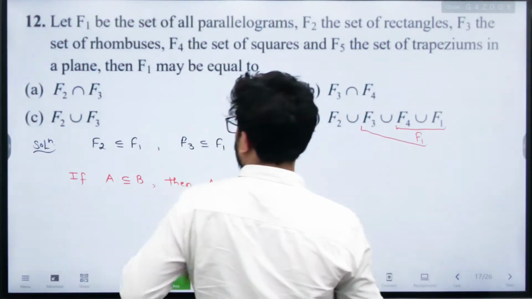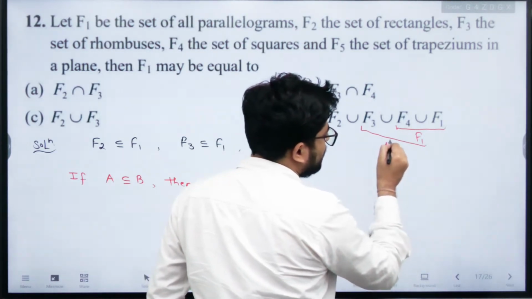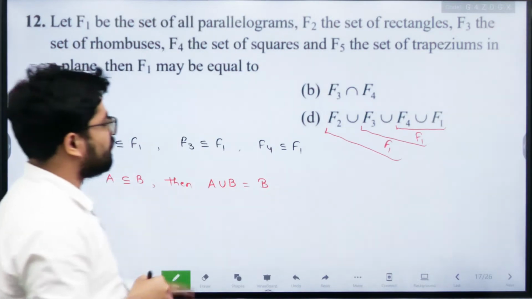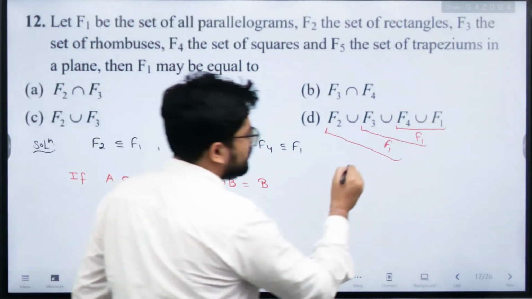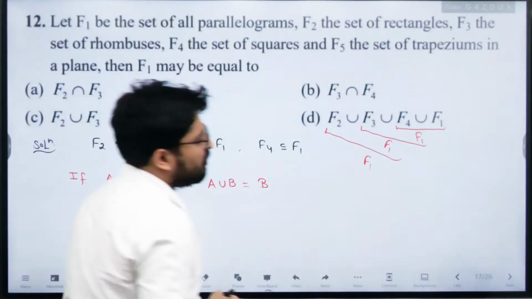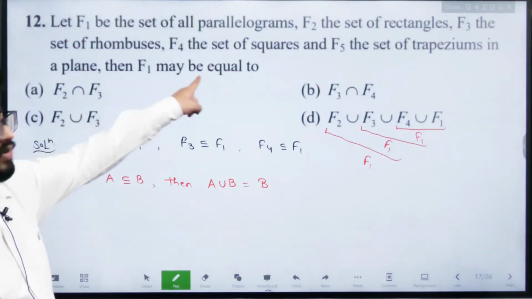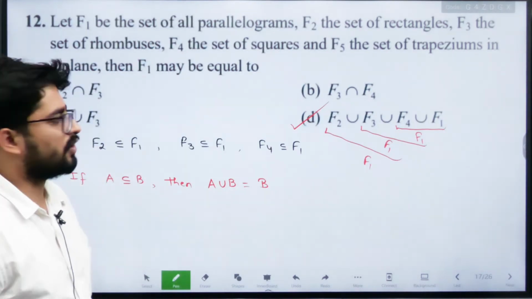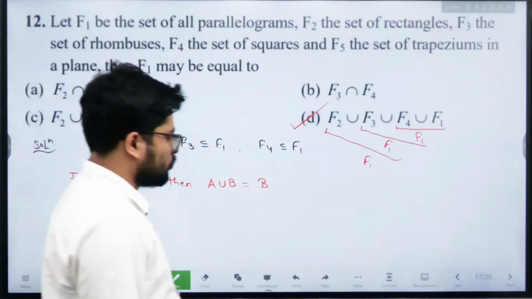F3 union F1. F3 is again a subset of F1, so this is F1. F2 union F1 is what? F2 is a subset of F1, so this is F1. So D denotes F1. D is the correct one. Okay, now let's do the next question.